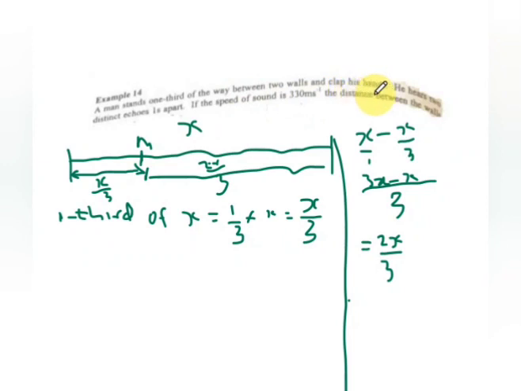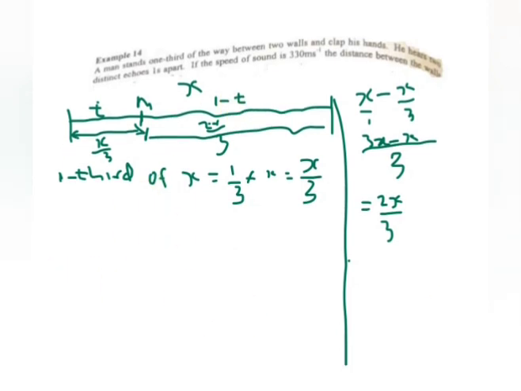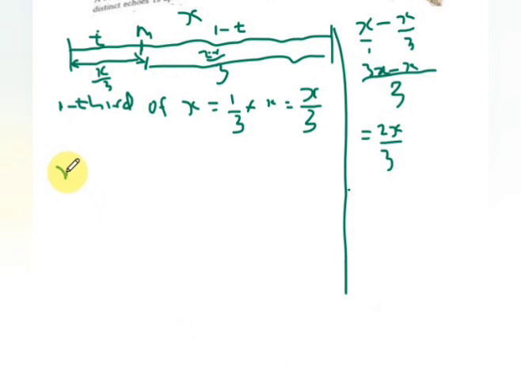Now from the question, we can now say that the distance between the man and the first wall is x over 3, and let's say the time it took the man to hear the echo from the first wall is t. Since the other distance is greater, the other time will be t plus 1. So for the first one, we have v is equal to 2s all over t. That's the formula to calculate for echo.